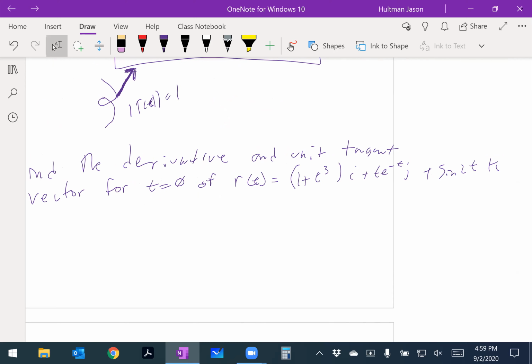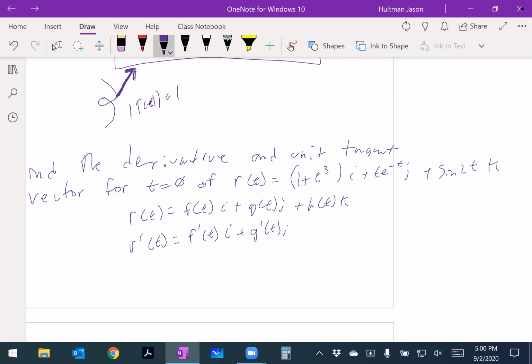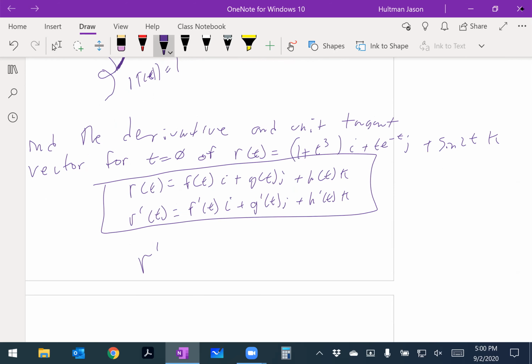Well, how do we find r prime of t? If r of t is f of t i plus g of t j plus h of t k, what do you think we're going to do to find r prime of t? Take the derivative of x, y, and z. Exactly. That makes sense?